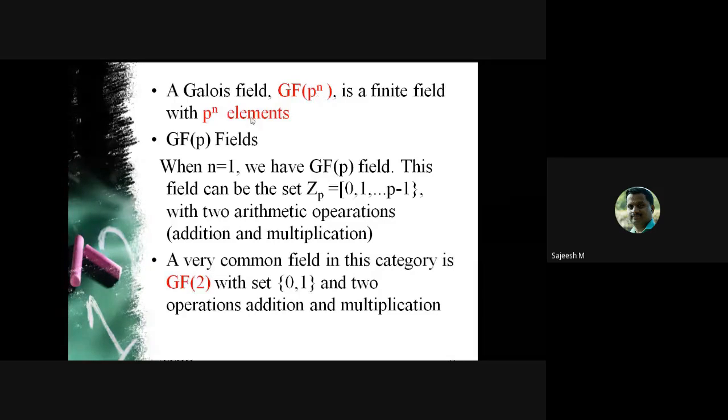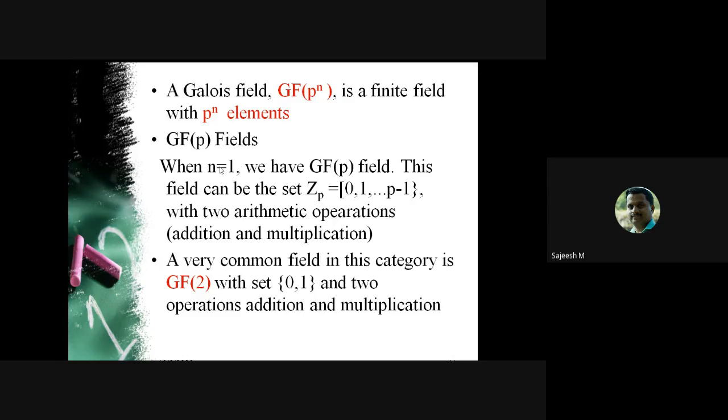A Galois field is denoted as GF(p^n), where p is a prime number and n is a positive integer, and it contains p^n elements. Then we can consider n equal to 1, that is GF(p^1), where the positive integer is 1. We have the GF(p) field. This field can be the set of integers 0, 1, up to p minus 1.